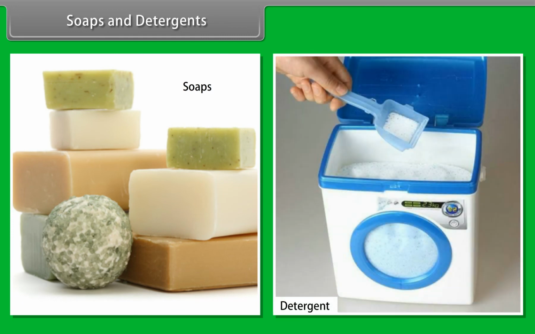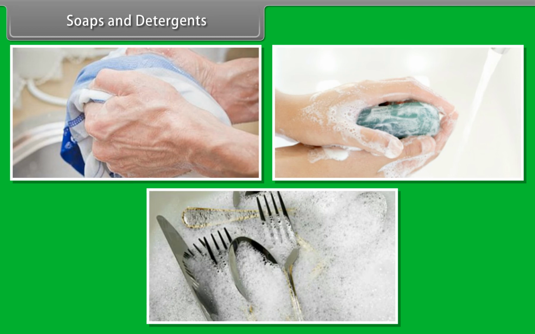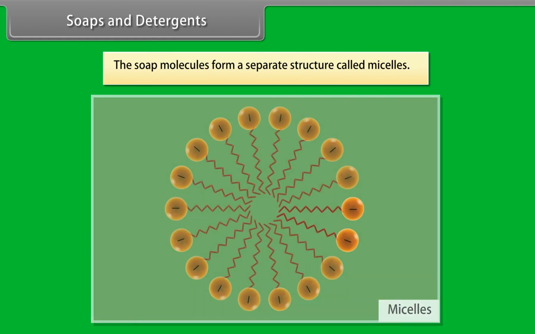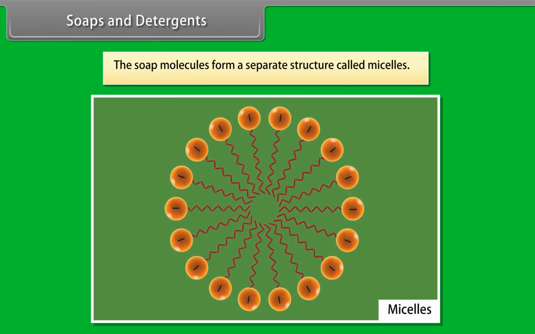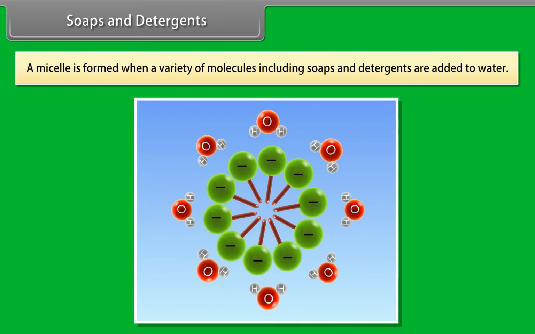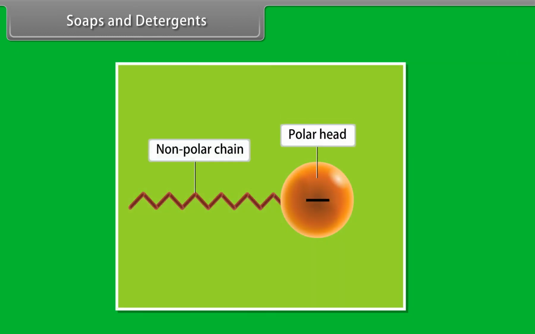Soaps and detergents. Soaps and detergents are used in our daily life to wash clothes, clean hands, clean utensils, etc. The substances that form soap are sodium or potassium salts with long chains of carboxylic acids. The soap molecules form a separate structure called micelles. A micelle is formed when a variety of molecules, including soaps and detergents, are added to water. These molecules must have a strong polar head and a non-polar hydrocarbon chain tail.